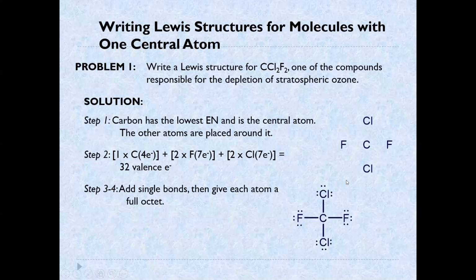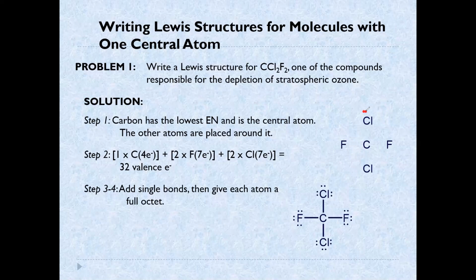Now you calculate the total number of valence electrons. Calculating that, we have 32 valence electrons: 4 plus 7 times 4, that's 28 plus 4, that's 32. And the rule says that we should give each of these terminal atoms an octet.